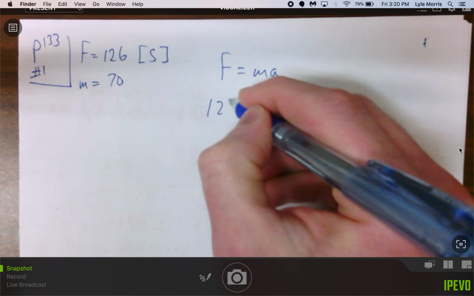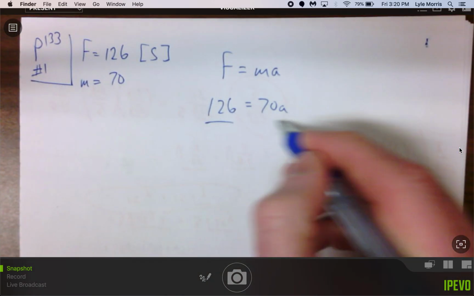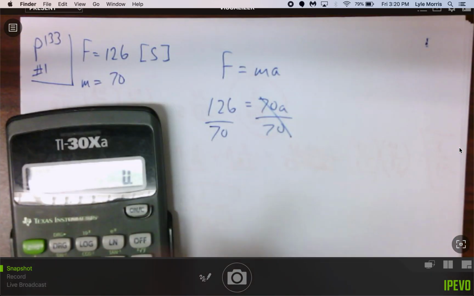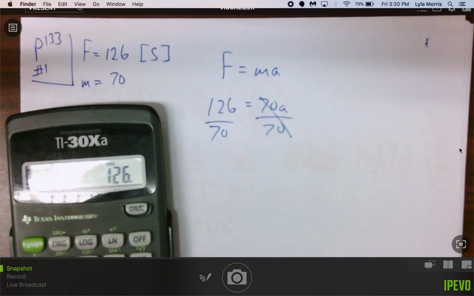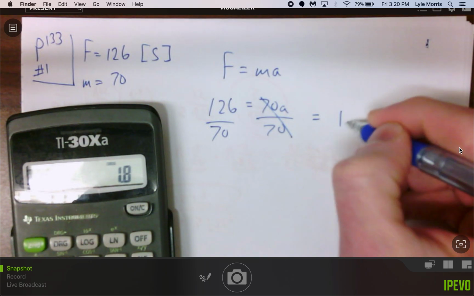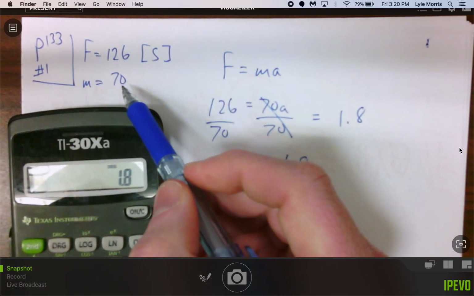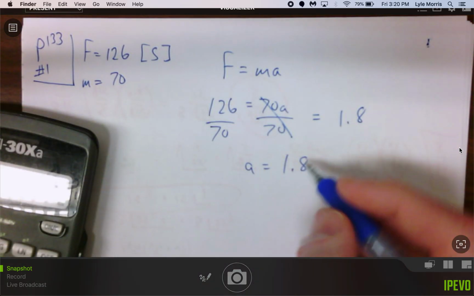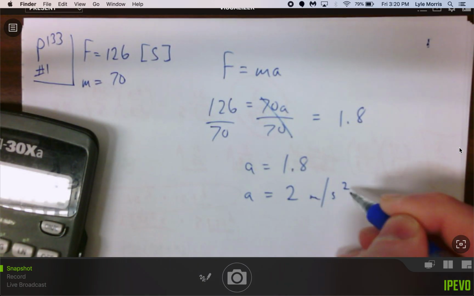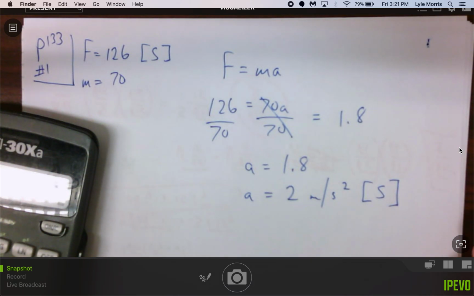Force is 126, mass is 70, so we have to solve for acceleration: divide both sides by 70. 126 over 70. I could do that in my head, but it'd be showing off. Just kidding, I can't. 1.8. Actually, I probably could if I took some time. So acceleration equals 1.8. Oh, 70, one sig fig. So the textbook's got it wrong here. Acceleration should be 2 meters per second squared south. It will accelerate in that direction.